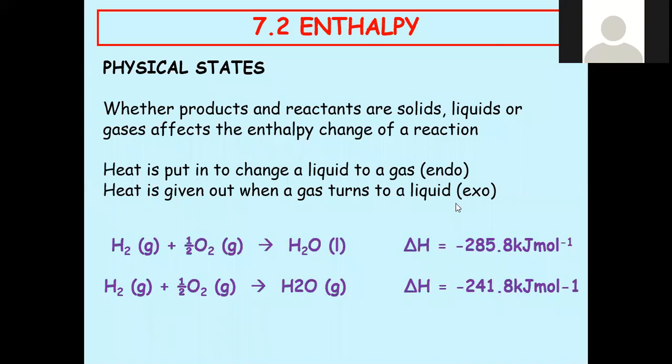So here's those 2. Hydrogen is a gas, oxygen is a gas, so we've got H2 plus half O2 goes to H2O as a liquid. So hydrogen gas and oxygen gas go together, we get water as a liquid, and the enthalpy change is minus 285.8 kilojoules per mole.